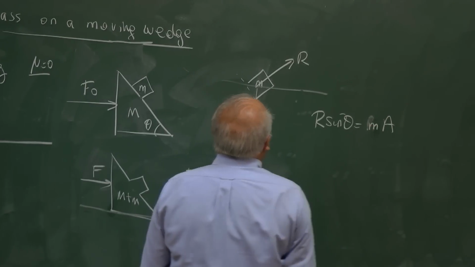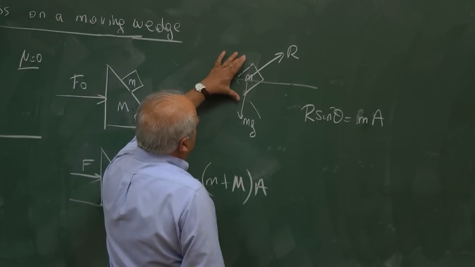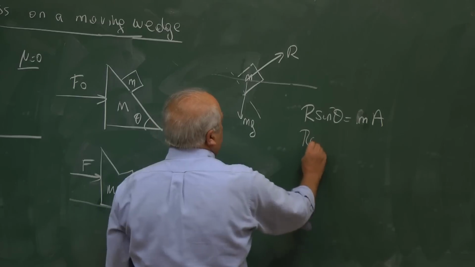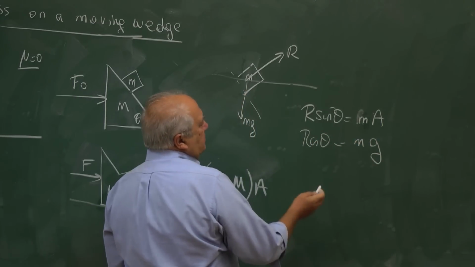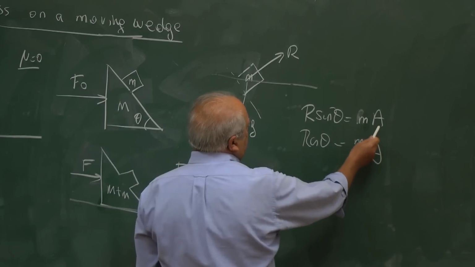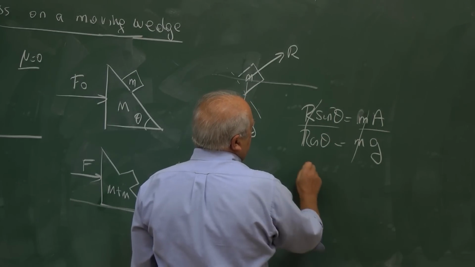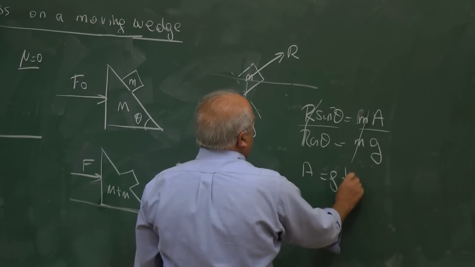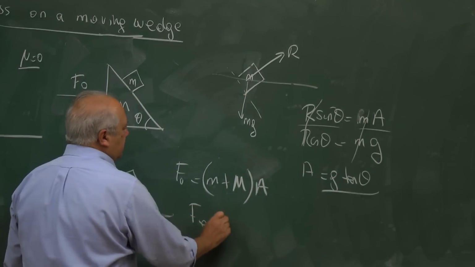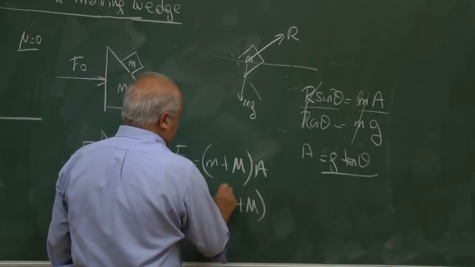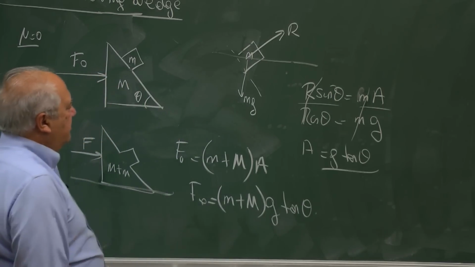And the vertical component will balance it along the vertical direction. So R cosine theta is equal to mg. Now we can solve two equations, two unknowns, a and R. Just divide, R's cancel, therefore m's cancel. Therefore, a is equal to g tangent theta. A is known. Therefore, we can find F0 is equal to (M plus m) g tangent theta. Okay, so these are the warm-up exercises.